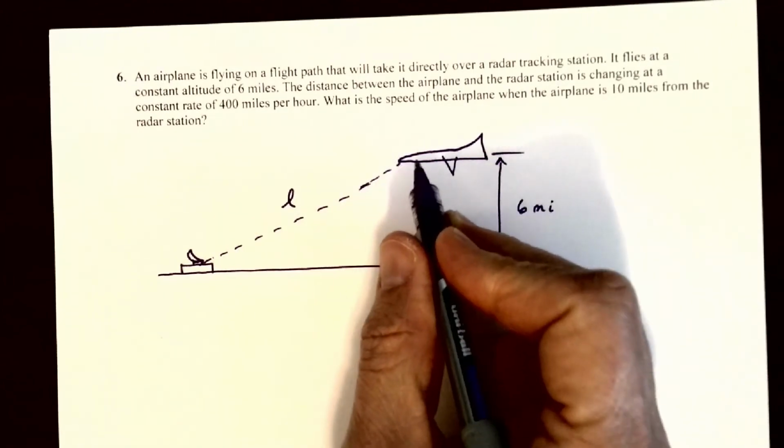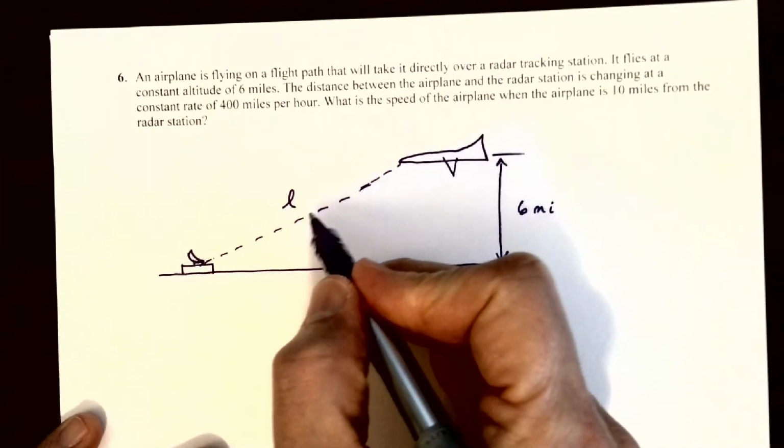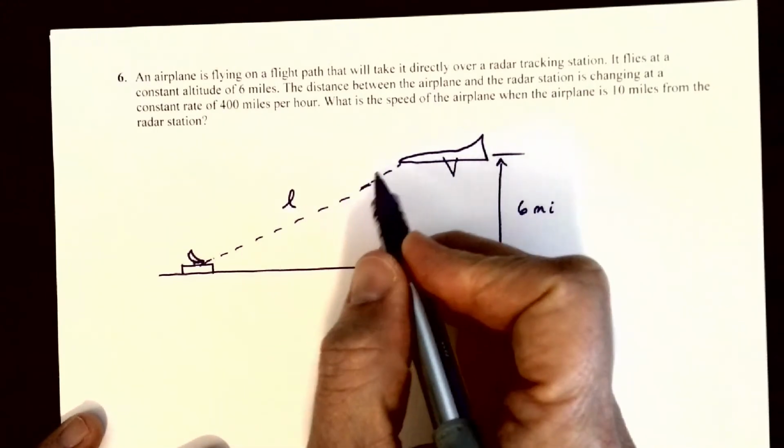But how do they know how fast the airplane is going? Because unless the airplane is flying directly towards them, right, then dL/dt is not the speed of the aircraft.